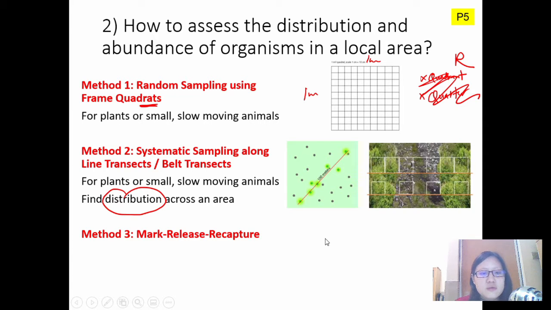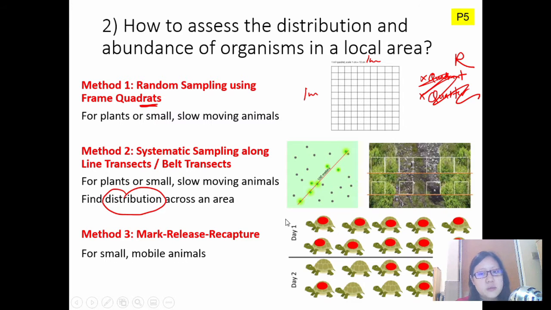Method number 3 is mark, release, recapture, and it is for mobile animals, usually smaller animals, not too big. This is used to estimate the numbers of these animals, because we can't measure them using quadrats, and there are too many of them to count anyway. The idea is to mark them on the first day when you capture them, then release them into the wild, and then recapture a second batch and calculate the species abundance from there. We will get to the details later.